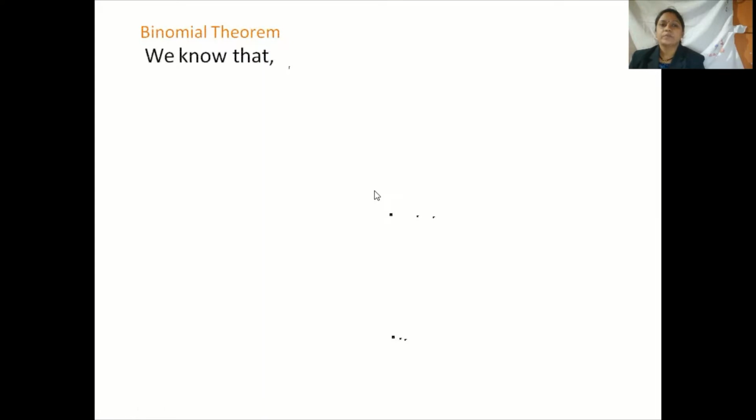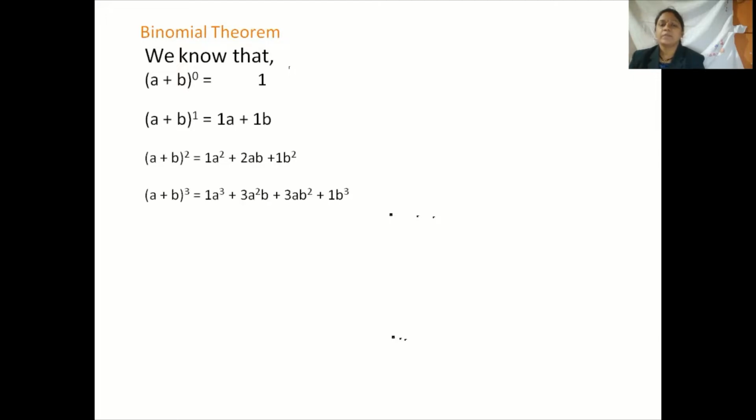Binomial theorem. We know that (a+b)^0 is equal to 1, (a+b)^1 is equal to a+b, (a+b)^2 is equal to a^2 + 2ab + b^2, (a+b)^3 is equal to a^3 + 3a^2b + 3ab^2 + b^3. (a+b)^4 is equal to a^4 + 4a^3b + 6a^2b^2 + 4ab^3 + b^4.